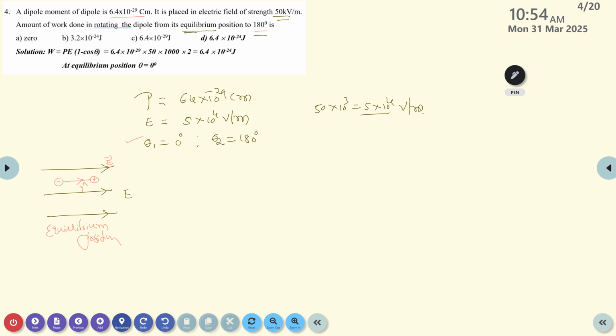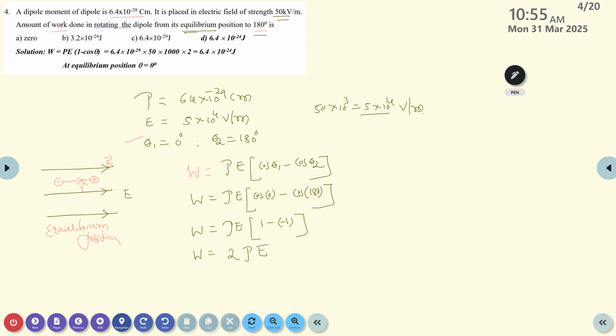Now it is rotated through 180 degree. What is the work done? Amount of work done, which formula? Work done equal to P into E into cos of theta 1 minus cos of theta 2. Substitute. Work done equal to P into E into cos of 0 minus cos of 180. That is, work done equal to P into E into bracket 1 minus minus 1. This is equal to 2PE. Yes. Substitute. P value is given here.